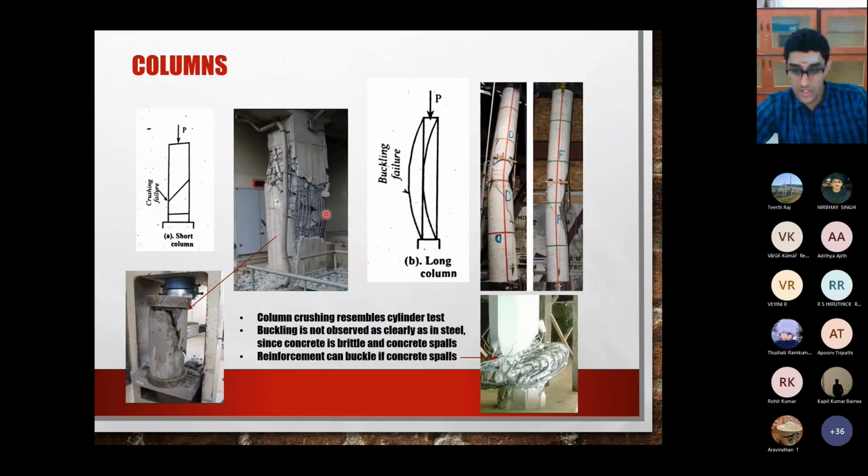So how do the columns fail? You see, for example, this picture here. What is happening in this picture? What is this?